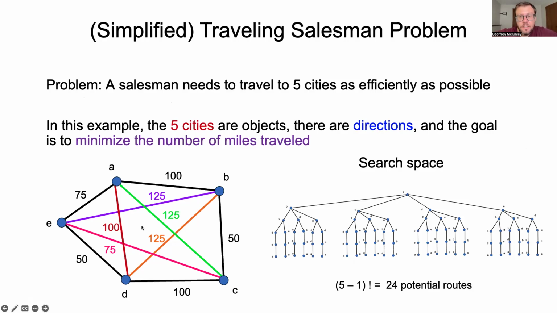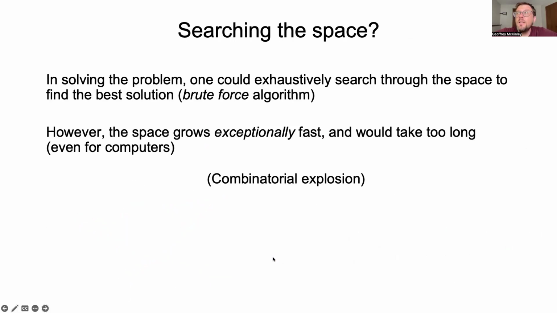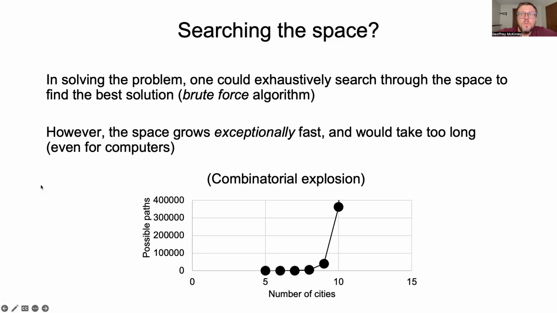And as you can see, just with 5 cities, there are 24 possible paths that you can search through. And as a result, searching the space won't be a particularly efficient method when you have what's called combinatorial explosion. So in solving the problem, one could exhaustively search through the space to find the best solution. This is known as the brute force algorithm.